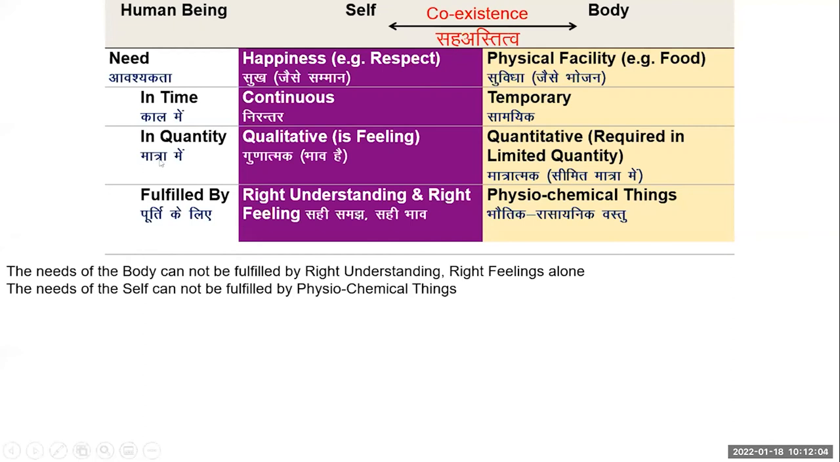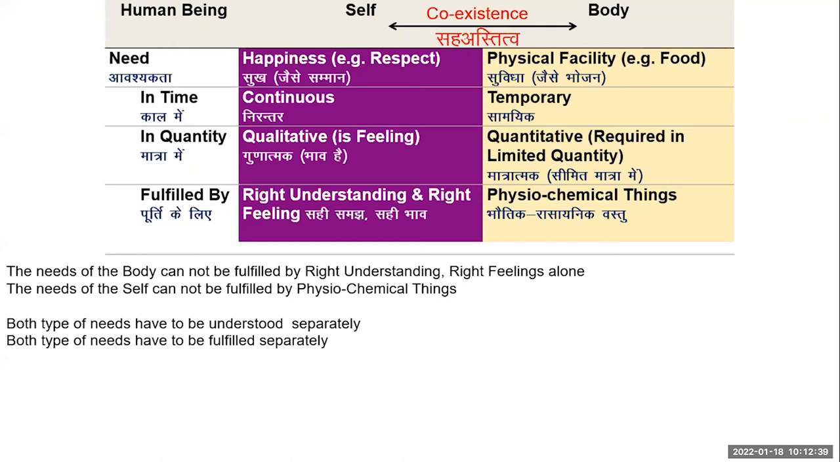Now, the need of the body cannot be fulfilled by right understanding. The need of the body needs physiochemical things. So simply saying that I am in relationship, the body still needs physiochemical things. So the needs of the body cannot be fulfilled by right understanding and right feelings alone. The needs of the self cannot be fulfilled by physiochemical things, as ma'am had just stated. So both needs are different, and both types of needs have to be fulfilled. Both types of need have to be understood separately and fulfilled separately.